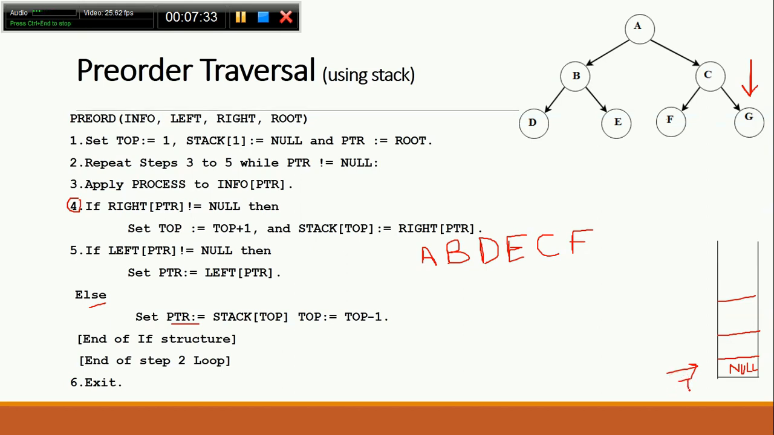Fine. Now it says the PTR is not null. Okay, apply the process G. Then this step number 4 is not going to work, because the right child does not exist. The right PTR is equal to null. Also step number 5, the if part will not work, because the left child does not exist here. It says whatever you have in the stack top, copy to the PTR. So the PTR will now point to a null, because see here what is the top of the stack, null, so it will point, and top is equal to top minus 1, so null will be deleted from here.